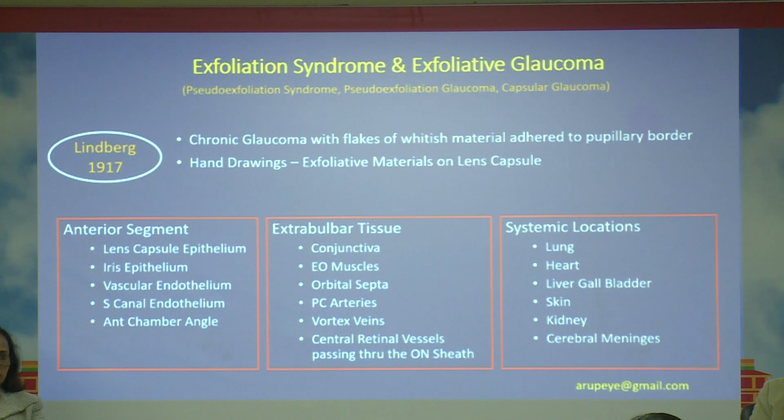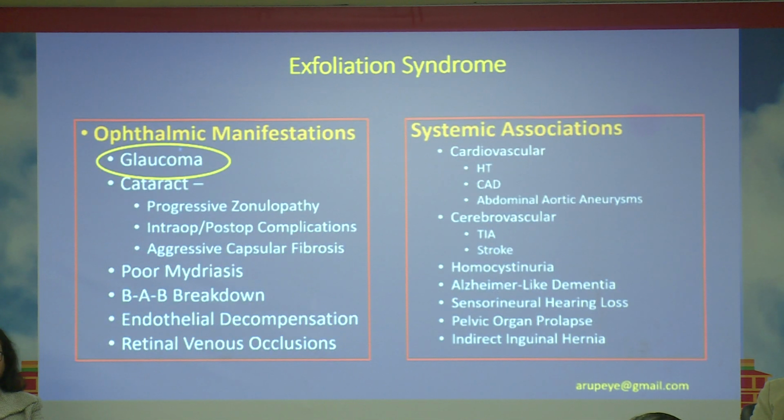So as I just mentioned, it involves the eye in a very diffuse manner, including the anterior segment as well as the extrabulbar tissue, as well as involvement in systemic locations, particularly the visceral organs. We are concerned about ophthalmic manifestations, mainly glaucoma. But at the same time, you must remember that patients with exfoliation syndrome play an important role in the management of cataract because of certain pathology that is associated with this disorder. These patients have poor mydriasis, an extended blood-aqueous barrier breakdown, endothelial decompensation, and retinal venous occlusions, usually associated with homocystinuria.